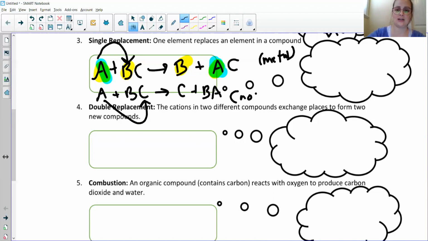So this is if A is a non-metal. Now my analogy for this is a little bit risqué and probably will get me in a little bit of trouble, but I call this the homewrecker reaction, because you have the single element coming in and breaking up that compound to form a new compound, and then another lone single element is formed.